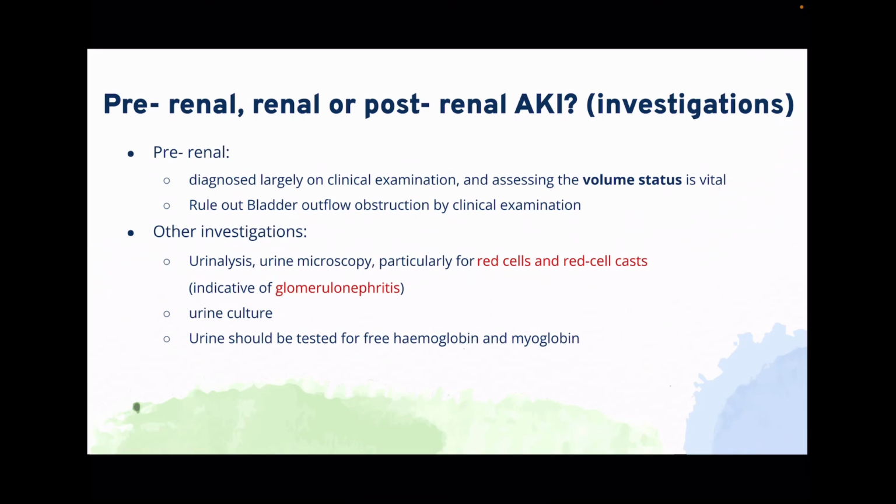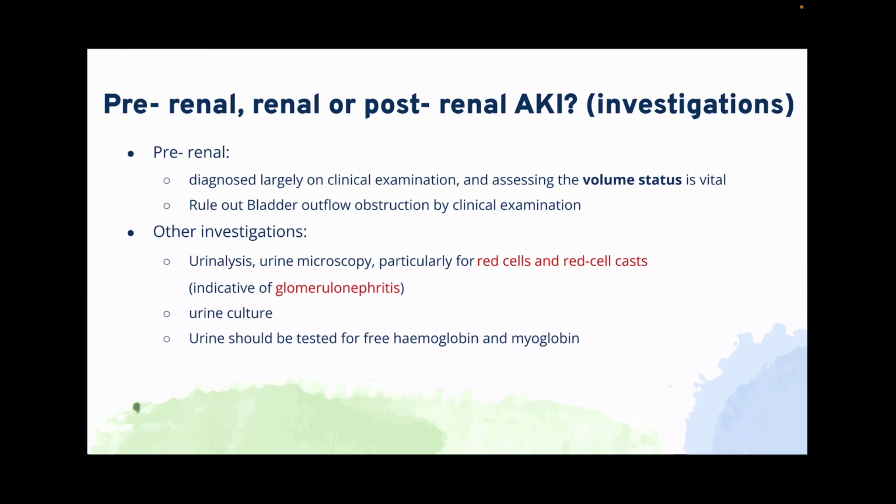طيب كيف نعرف إذا acute kidney injury is pre-renal, renal or post-renal؟ إيش investigations اللي نسويها؟ For pre-renal, it is diagnosed largely on clinical examination, and the volume status of the patient is the most important indicator of pre-renal acute kidney injury. Bladder outflow obstruction should be ruled out by clinical examination and ultrasound.